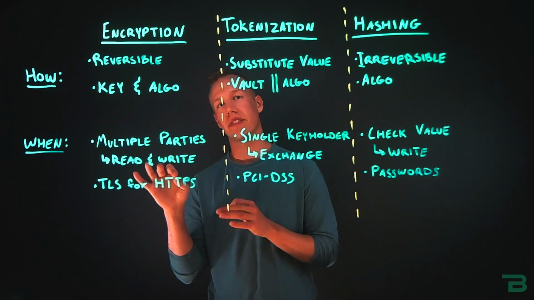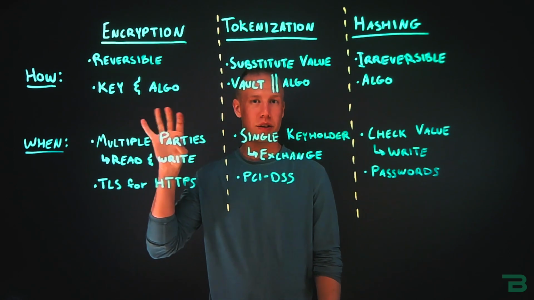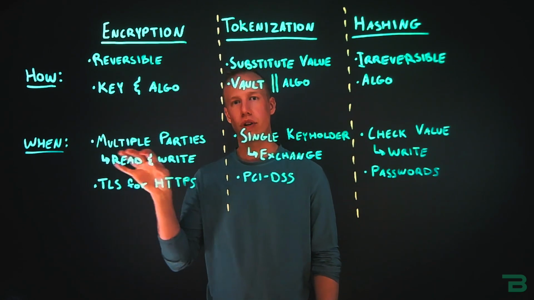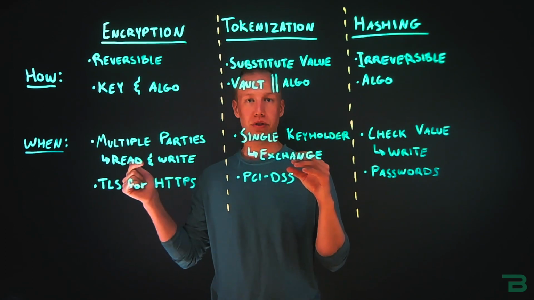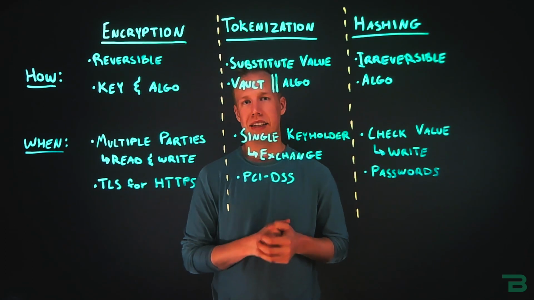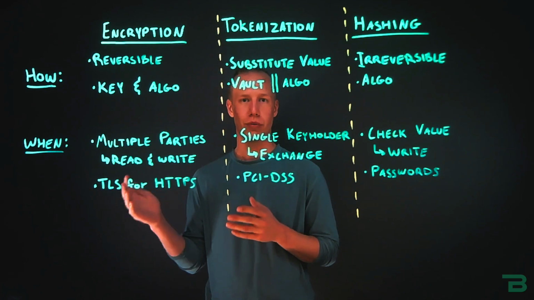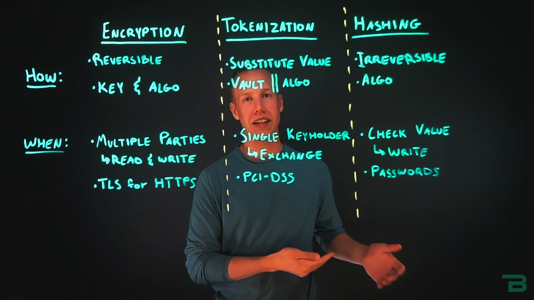So encryption is a reversible math equation. The idea is if you know the algorithm that's being used and you have the key that's being used, you're able to decrypt those messages. And so this is very popular when you have multiple parties that need to read and write information.